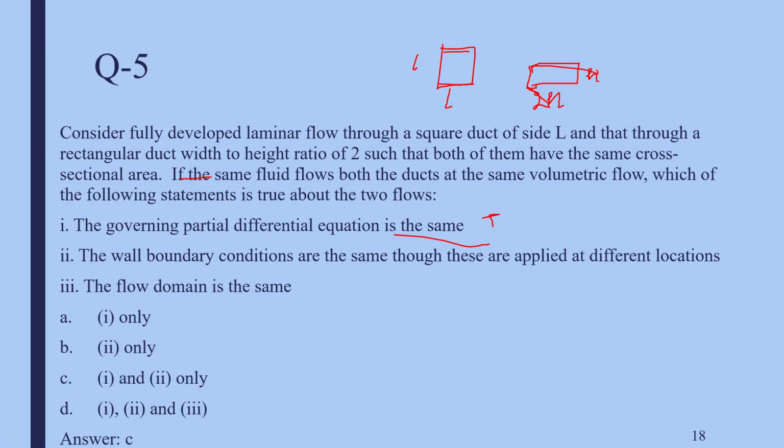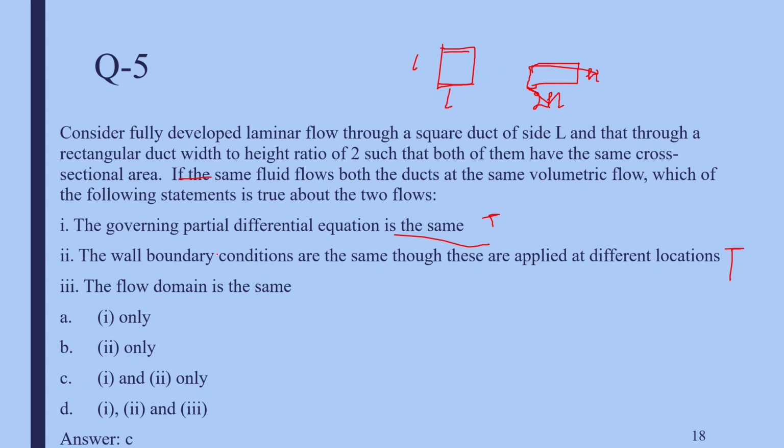And option 3, the flow domain is the same. Do you think the flow domain is the same? It is obviously not the same, because here what we have is a square duct, here what we have is a rectangular duct, and both are having the same cross-sectional area, but the height of the rectangular duct is half of the width of the rectangular duct.